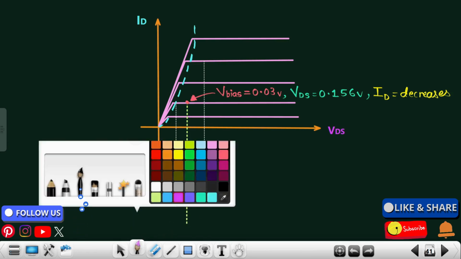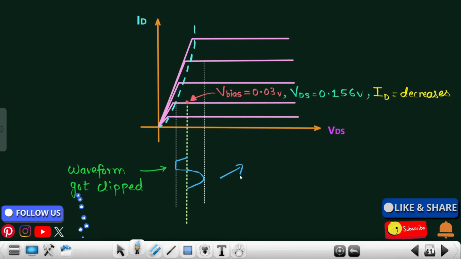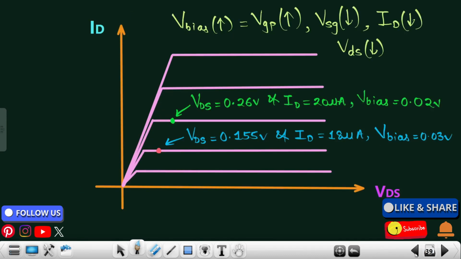So this signal which we got is a distorted signal. You see this lower part is getting clipped, right? Your actual signal will be something like this, but this particular part is getting clipped over here. And why is it getting clipped? Because the biasing point of PMOS got shifted, Vbias got shifted. As it got incremented by 1, your ID along with VDS got decreased, and thus we are getting this kind of clipped waveform, right? So what can we conclude over here?